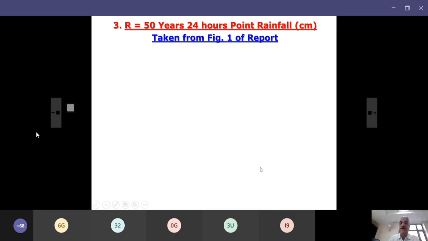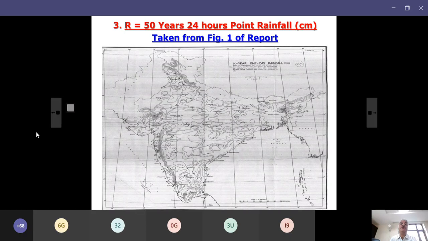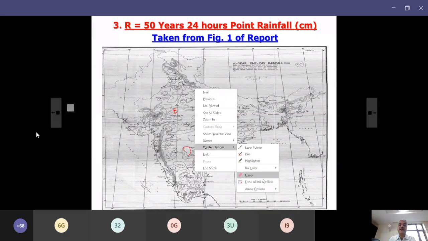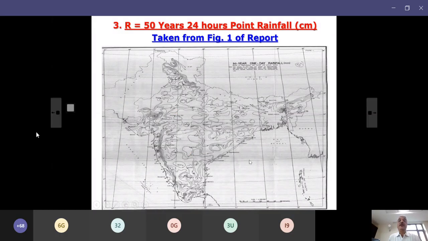And from where do we get it? There is a figure 1 in this RBF 16 report. In this is the map of India. Then there are rainfall contours like this, 200, 300 like this. So you will try to find out where your bridge is. Let us say your bridge is here. Then you will take this contour and interpolate and find out for this. So this is figure 1 of your RBF 16. From there, you can get R50, 24.